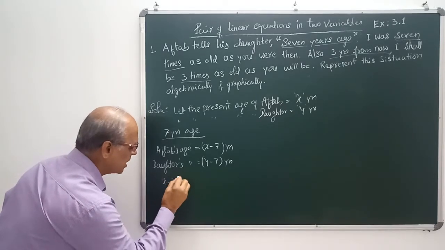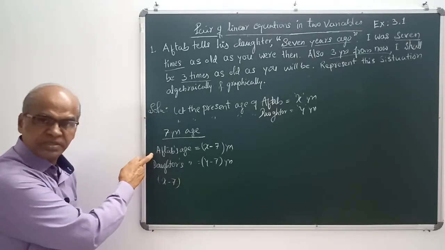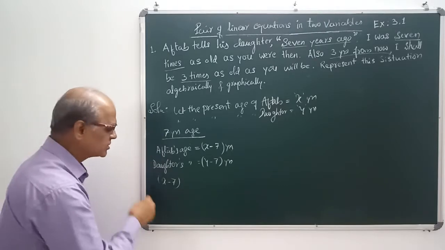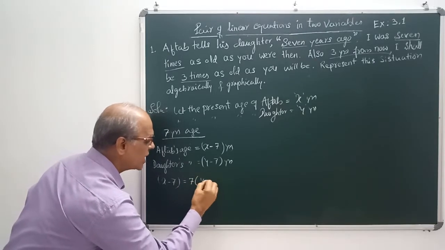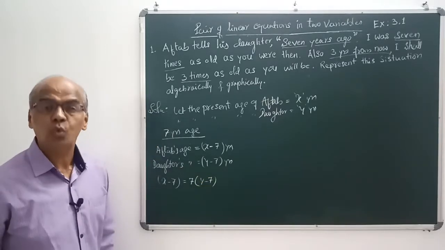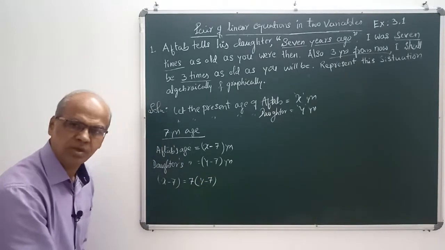That is x minus 7. "I" means Aftab is referring to himself. He is saying about himself: "I was 7 times as old as you were then." That means this is the equation.